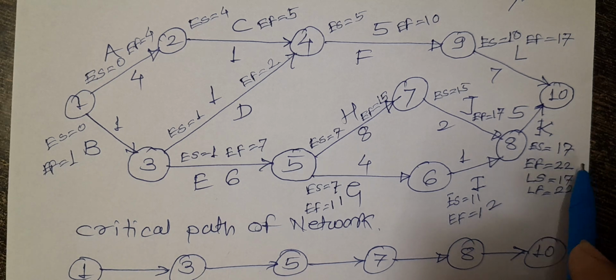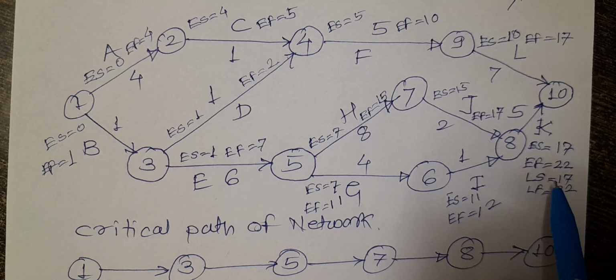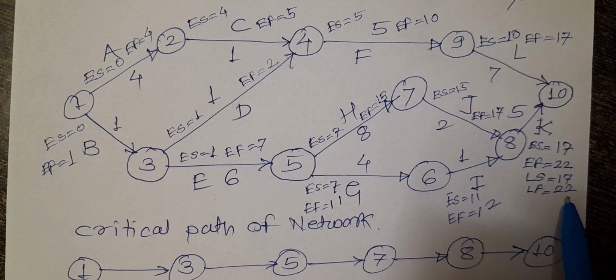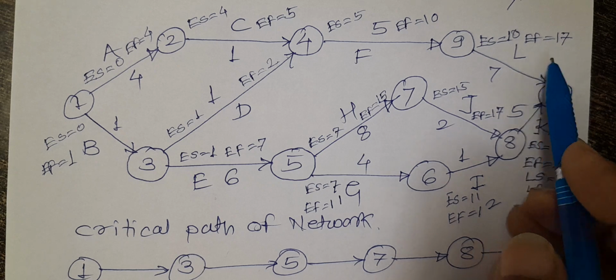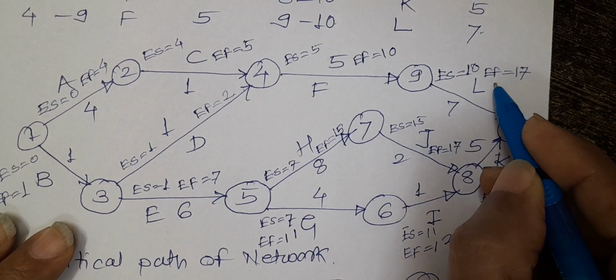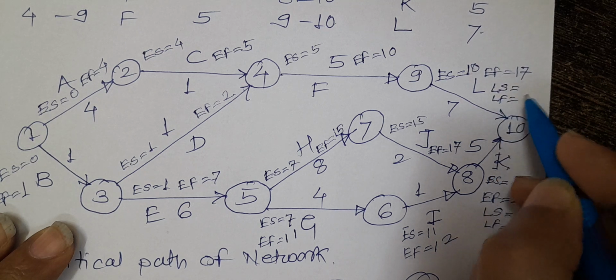So for this activity K, what is the earliest start? The latest start is 17, latest finish is 12. Now we'll go to this activity number L. So what is the latest start and latest finish for this activity?